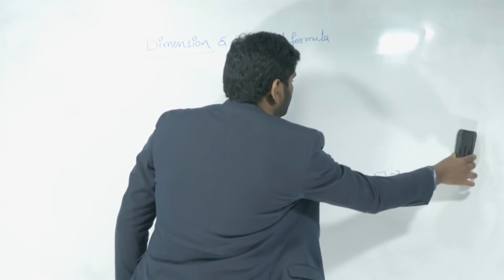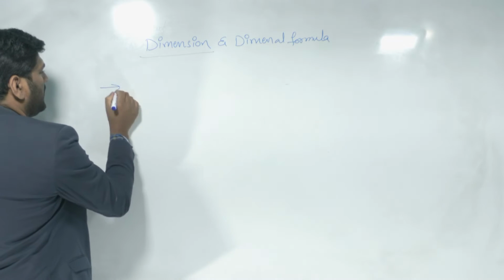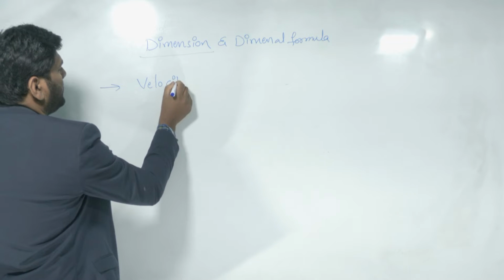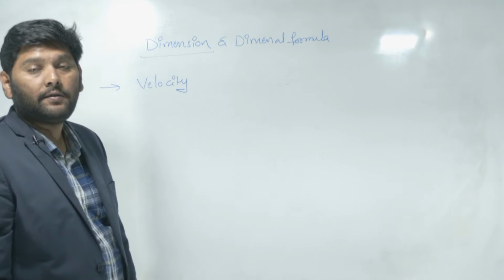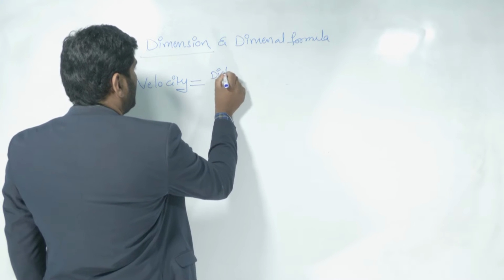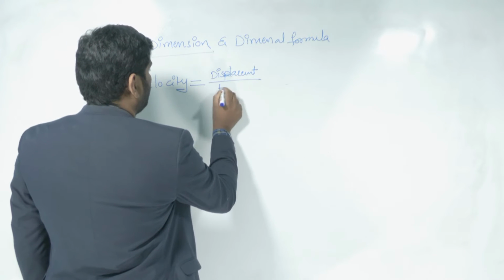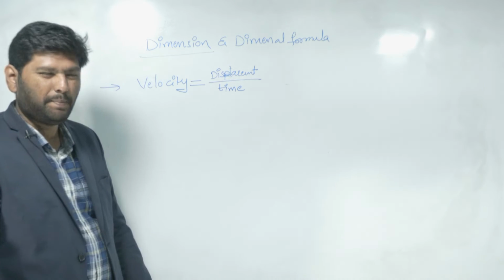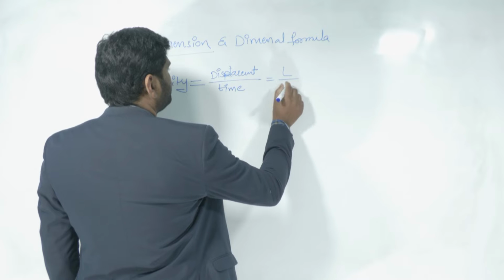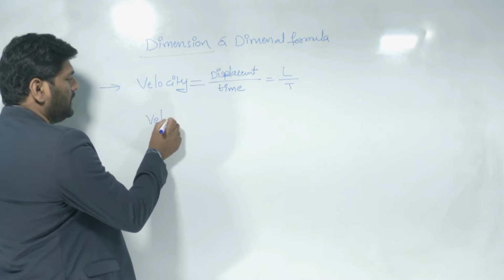You can take other examples here. The other example, let us take velocity. Velocity is a physical quantity. What is the formula for velocity? Velocity is equal to distance or displacement by time. This is the velocity formula generally. Displacement is nothing but L, time is nothing but T.